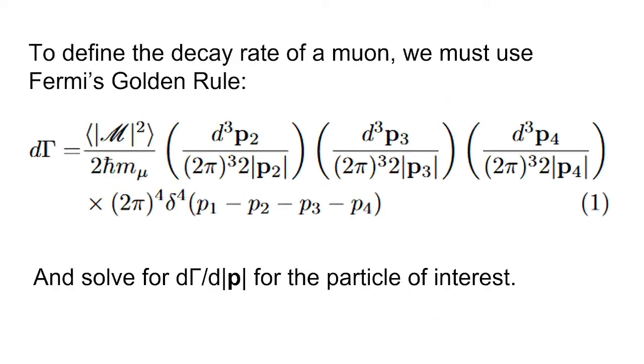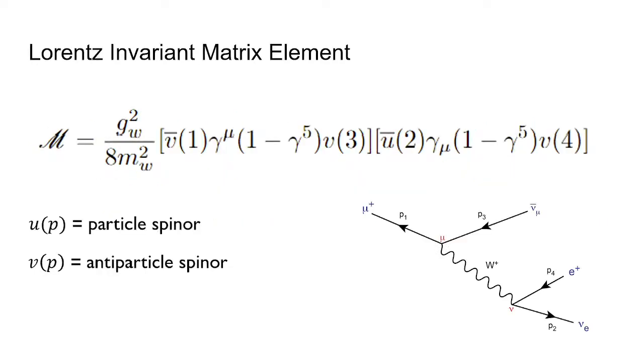So to start, we needed to find the decay rate of the muon, and then we can find d gamma dp for whichever particle we are interested in, either 2, 3, or 4. This is Fermi's golden rule, and so right now we have everything there except for that matrix element with the goofy looking M. So our Lorentz invariant matrix is here. That's how we defined it.